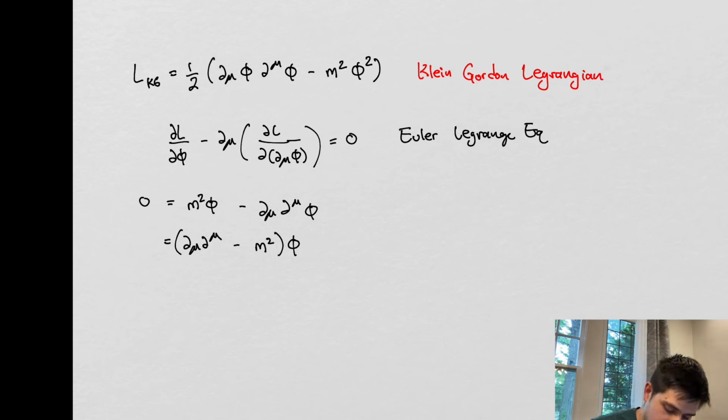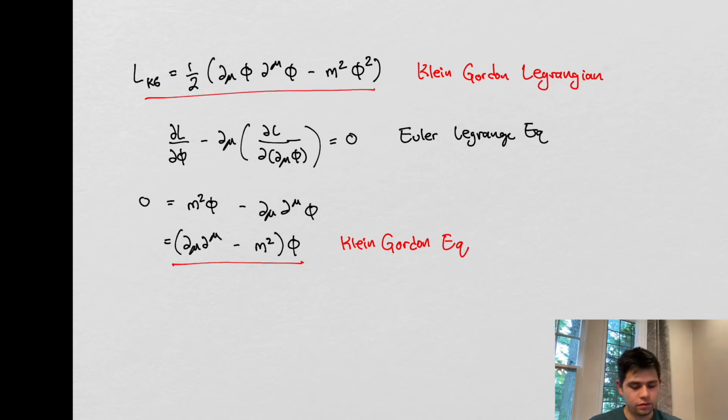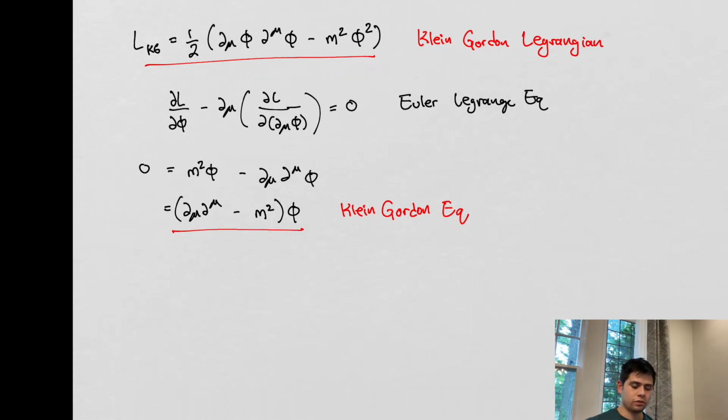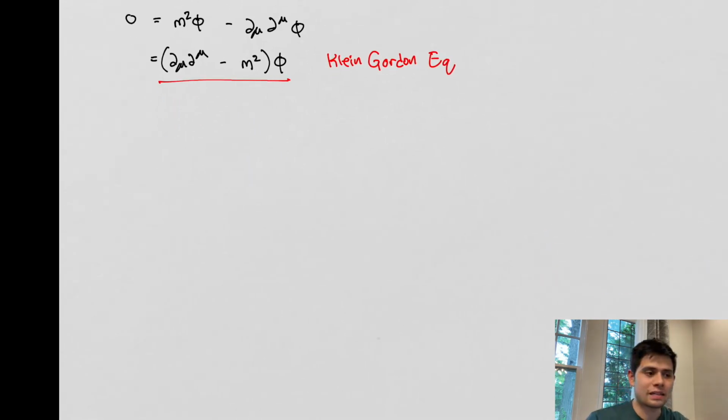And this is our Klein Gordon equation. So this and this, these are very, very important equations, as we'll come across later. We want to make sense of these now. So how are we going to make sense of this?